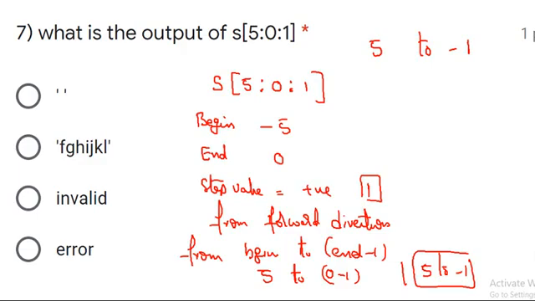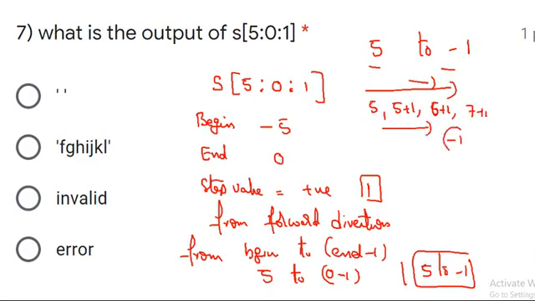Can we reach from index 5 to minus 1 in the positive direction? If you go in the positive direction, the first value will always be 5. After that, 5 plus 1, 6 will be printed. After that, 6 plus 1, the value 7 will be printed. After that, 7 plus 1. If you go like this, can you reach minus 1? It's impossible in the positive direction.